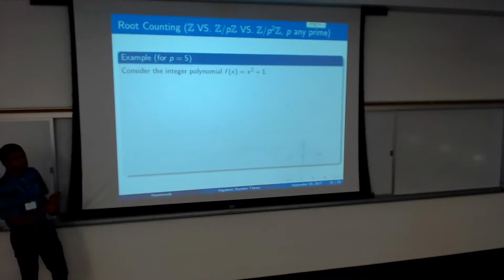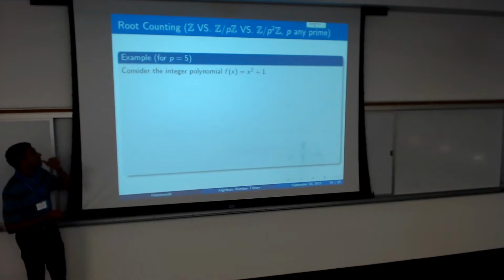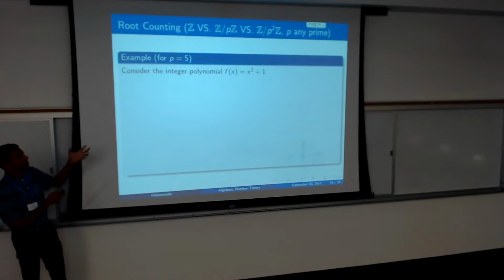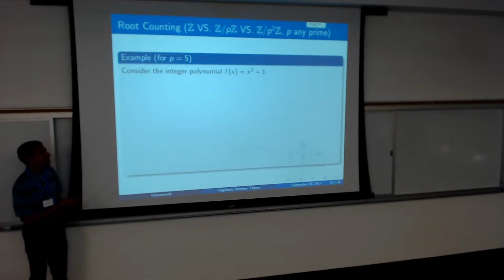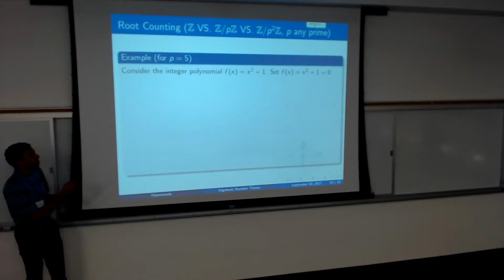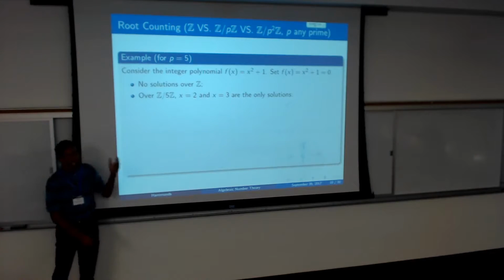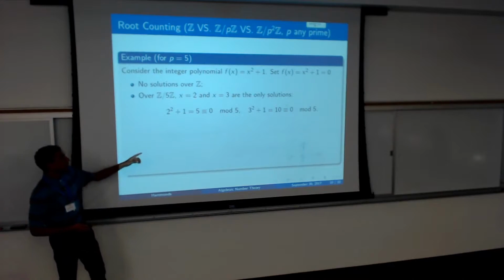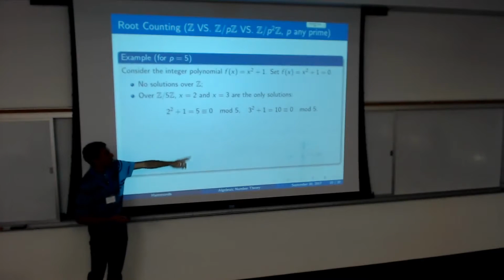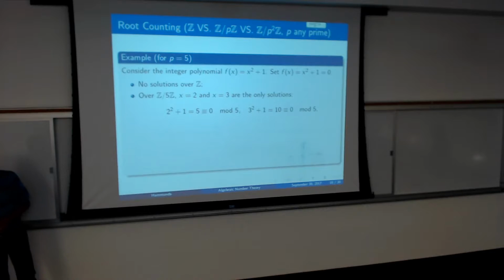So now we're going to do an example of root counting. If we consider the integer polynomial f(x) = x squared plus 1, we know it has no solutions over the integers, let alone the reals. If we set it to 0, it has no solutions. However, if we look at it mod 5, we see that x equals 2 and x equals 3 are two solutions, because 2 squared plus 1 is 0 mod 5, and 3 squared plus 1 is 0 mod 5. But what about if we look at Z mod 25Z?